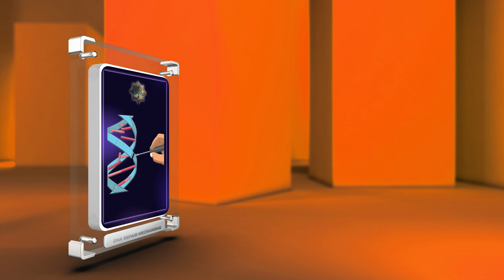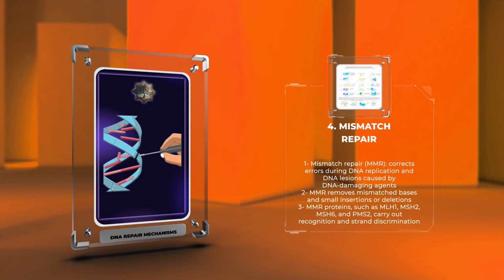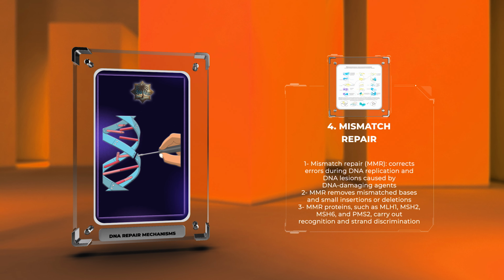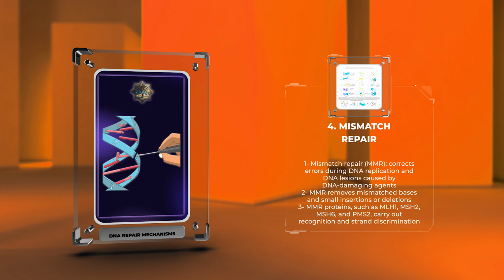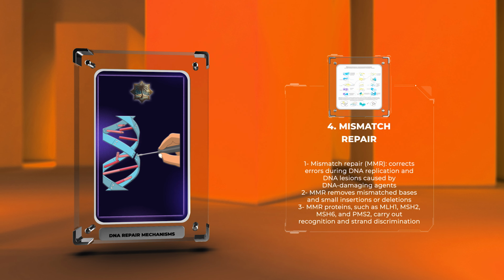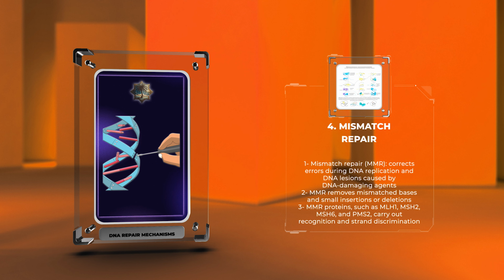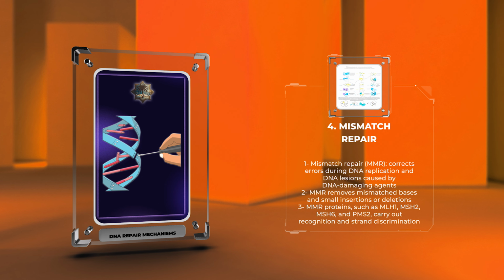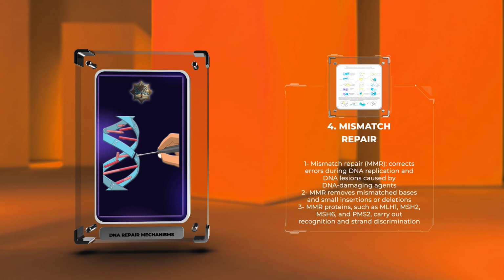Mismatch repair, MMR, is a DNA repair mechanism that corrects errors that occur during DNA replication, as well as DNA lesions caused by DNA-damaging agents. MMR identifies and removes mismatched bases and small insertions or deletions that can lead to frameshift mutations. The recognition and strand discrimination are carried out by MMR proteins, such as MLH1, MSH2, MSH6, and PMS2. MMR ensures the fidelity of DNA replication and prevents the accumulation of mutations.